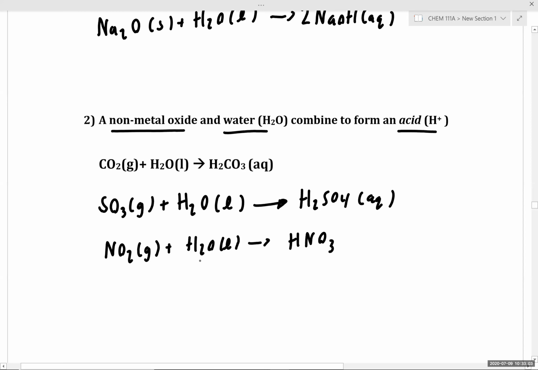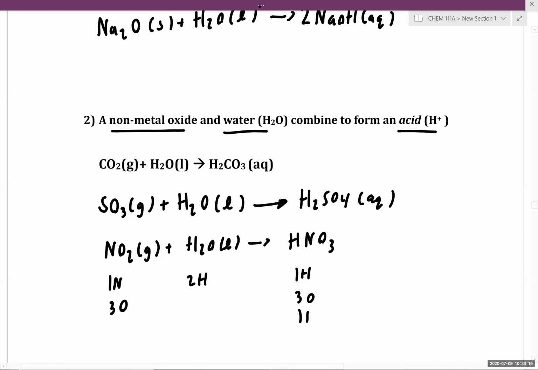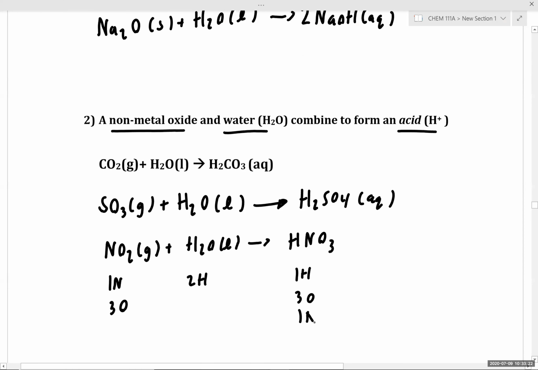So looking at this equation, we have 2 hydrogens on the left, 1 hydrogen on the right. We have 1 nitrogen and 3 oxygen on the left. We have 3 oxygens and 1 nitrogen on the right. So what we're going to do now is modify and try to balance out our number of hydrogen atoms. So that gives us 2 nitric acid, which gives us 2H plus, 2 nitrogens and 6 oxygens.